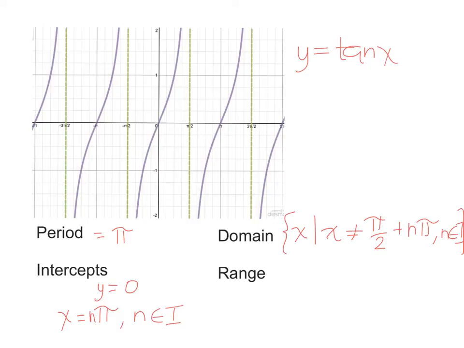And the range of this one? Anything? Yep. Is that what you said? Yeah. Y such that y is an element of the set of real numbers. Y can be anything. This is going to keep going up forever. Each of these is going to keep going up forever and just getting closer and closer to that asymptote. And the same thing at the bottom. It's going to go down forever and just keep getting closer to the asymptote.